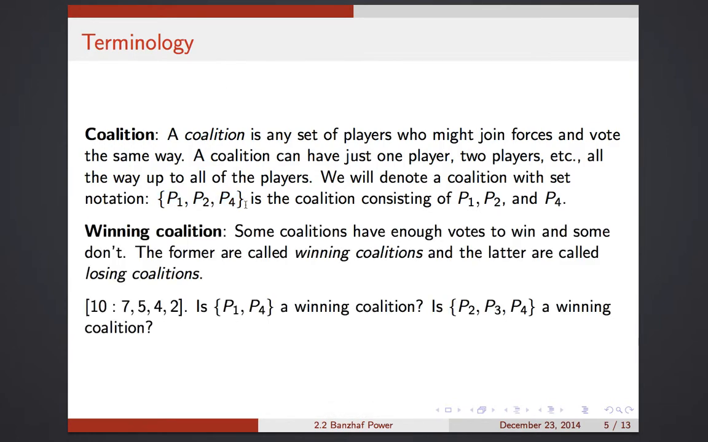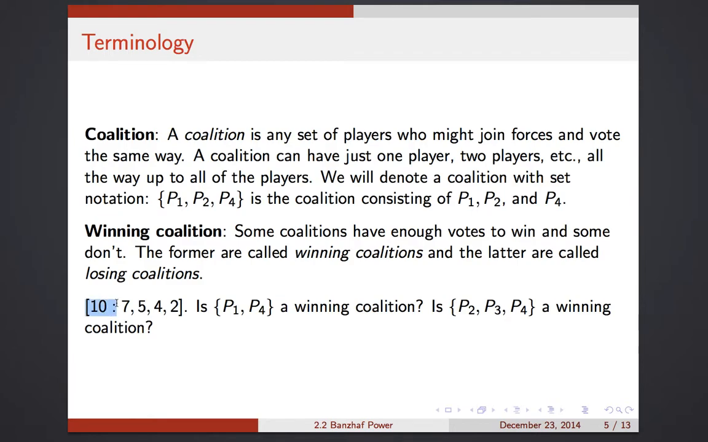So we're going to be interested in a particular kind of coalition, and we're going to call that kind of coalition a winning coalition. So just notice that some coalitions have enough votes to win, and some do not. The former kind of coalition is called winning, and the latter are called losing. So if you form a coalition and there are enough votes inside that coalition to get a motion to pass, that's called a winning coalition. If you don't have enough votes inside your coalition to pass a motion, that's called losing.